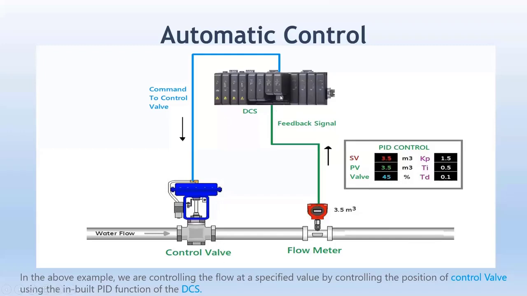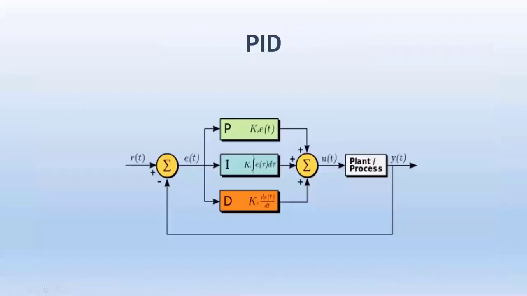So that's the way you are going to make a flow PID loop inside a DeltaV DCS or any control system that exists in the market. So there are two ways. One way is you have a hardware controller and you regulate your process parameter based on it. The other way is to use a PLC or DCS control block PIDs to do the same job. In this example, we are controlling the flow at the specified value by controlling the position of the control valve using the inbuilt function of the DCS.